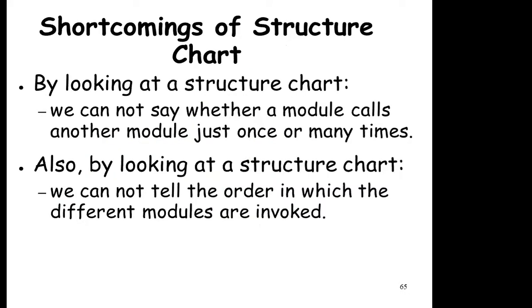So as there were shortcomings for DFD, there are shortcomings for the structure chart also. By looking at a structure chart, we cannot say whether a module calls another module just once or many times. How many times it has called. From the loop, we can say that it is calling, but we cannot say how many times it is calling. Also, by looking at a structure chart, we cannot tell the order in which the different modules are invoked. It means whether it is invoking first this one or this one. The order of invoking is also not known to the structure chart.